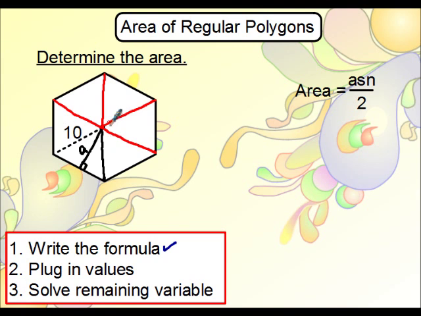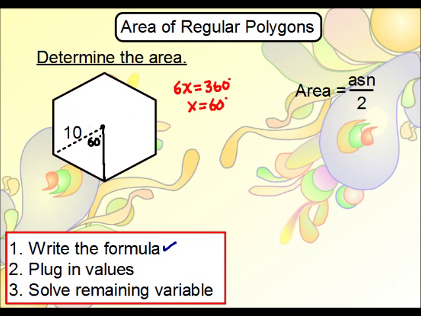So if we wanted to know each angle, let's say we call it x degrees, you would add x plus x plus x plus x plus x plus x, that's the whole thing here, and that would equal 360 degrees. That means each angle in here is 60 degrees. So now that we know that, let's just focus on one of those triangles.